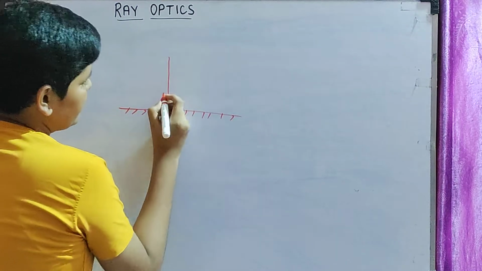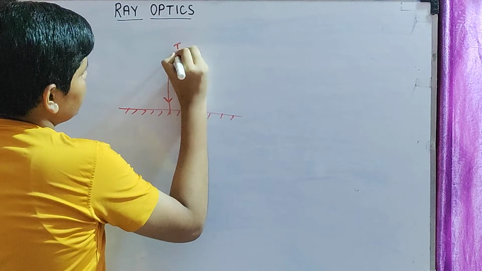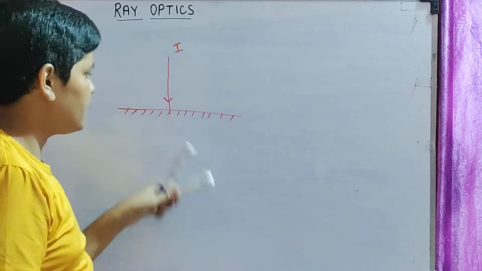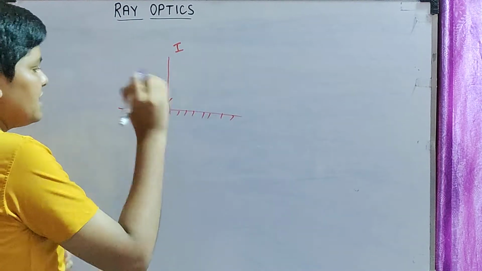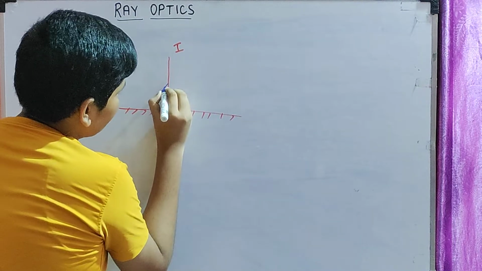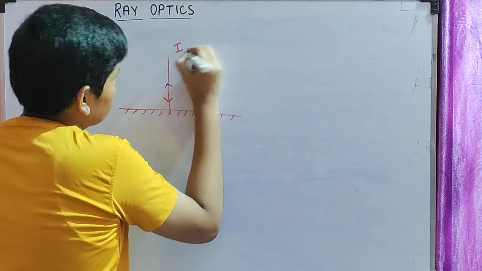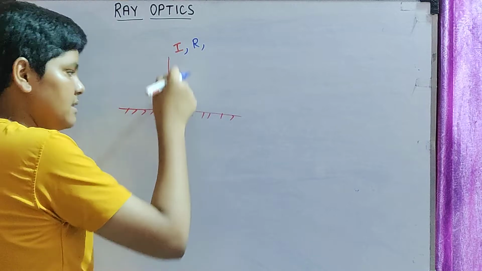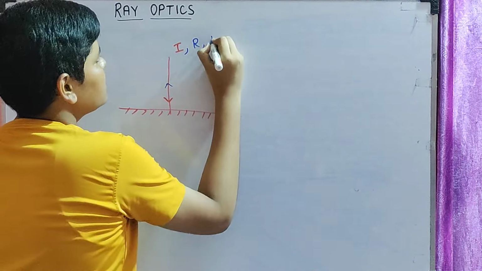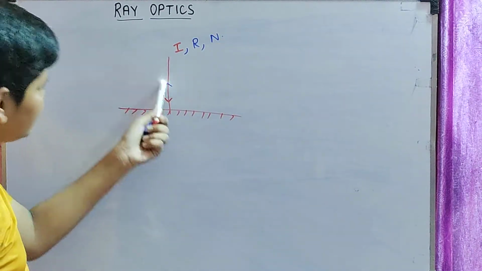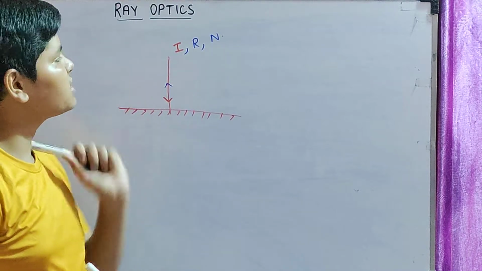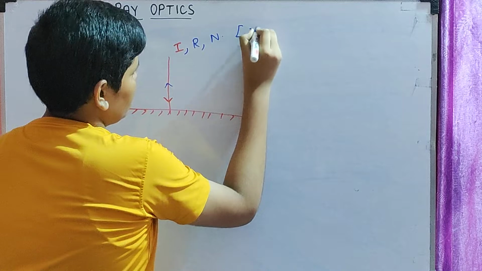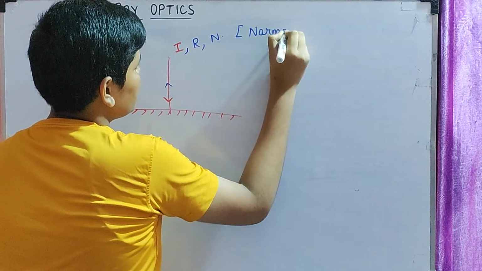If any incident ray I is hitting directly, perpendicular to the surface, it is being reflected along the same path. So this is also the incident ray, this is also the reflected ray. When you draw the normal, you get it in the same place. So this is also the normal. This is the incident ray, this is the reflected ray, and this is where the normal will be drawn. This is called normal incidence.